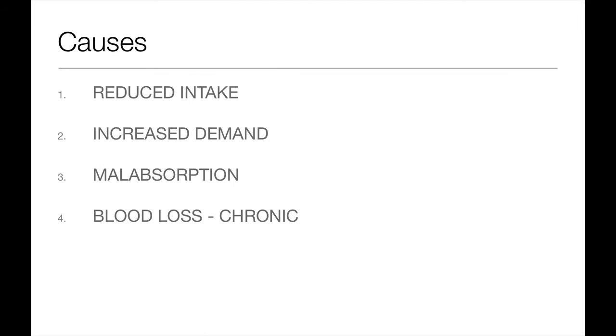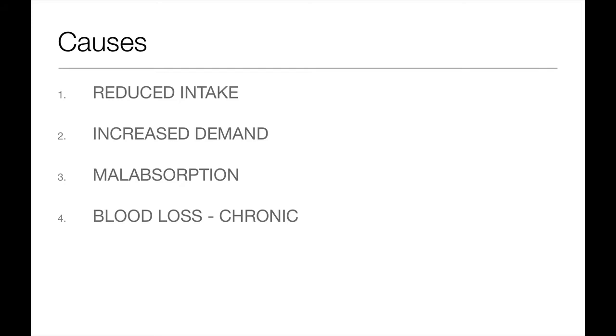Once again, we can take a very simple, logical approach to iron deficiency anemia. We can say, well, why is there a deficiency of iron? This could be because of reduced intake, so in malnutrition. It could be because there is a relative lack of intake due to increased demand, for example, during pregnancy or, say, during childhood, such as in pubertal growth spurts.